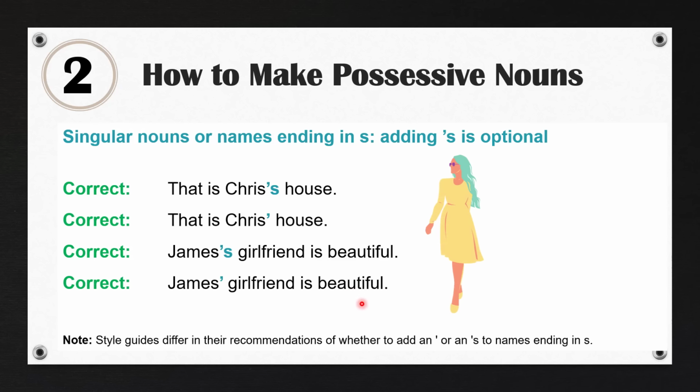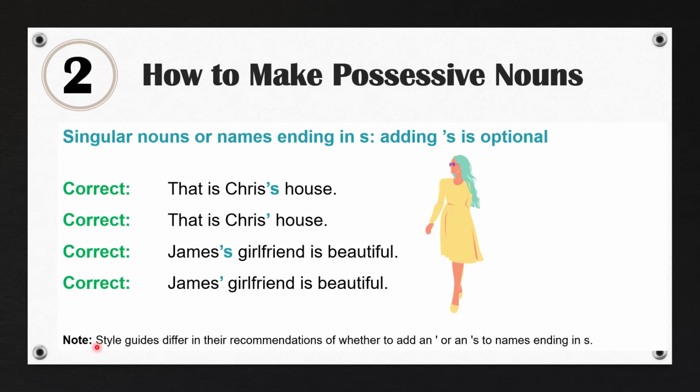Also, I want you to listen to how we pronounce the apostrophe S. We would say Chris, but when we add the apostrophe S after a name that ends with S, we say Chris's with a Z sound. Chris's, James's, not James. Okay?